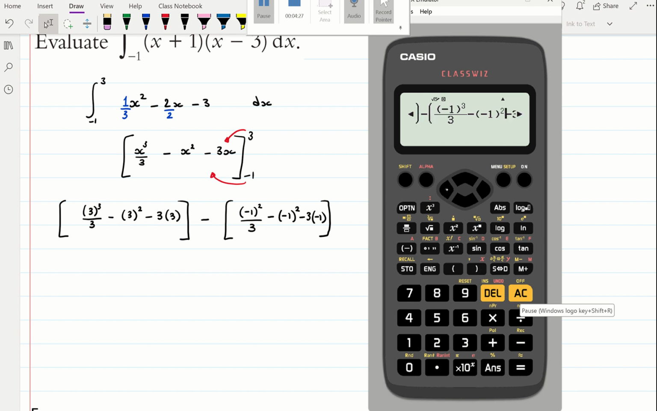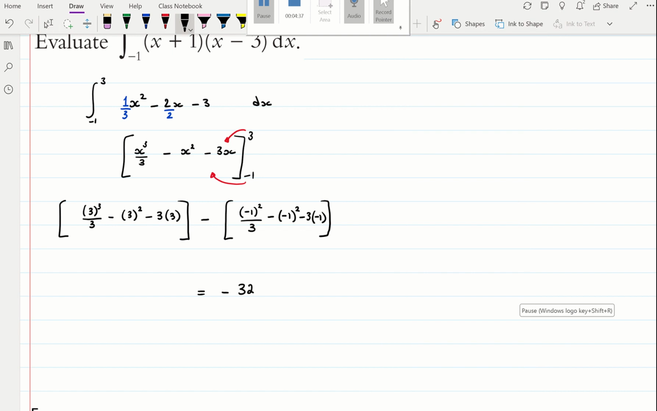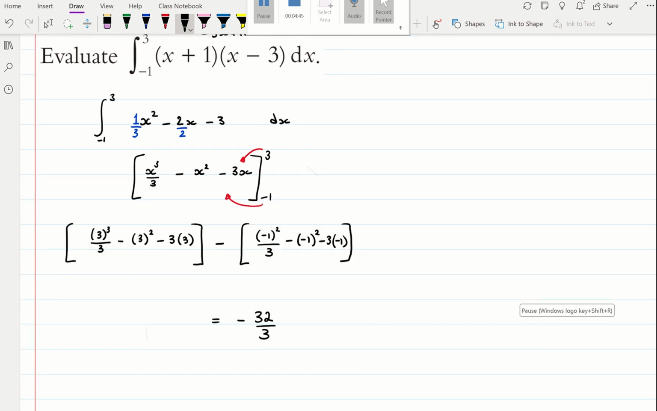And I'm just going to go through to make sure I've typed everything correctly. Yes, I have. So equals. And the answer is negative 32 over 3. Now, yes, you can get negative answers. You will see what that means and how to use it in the sections to come.